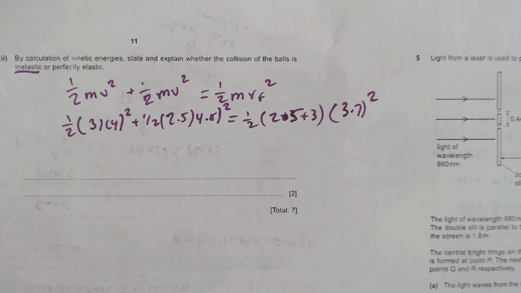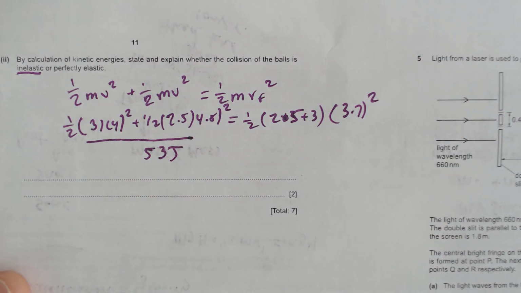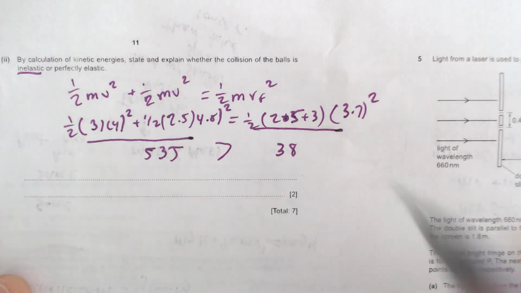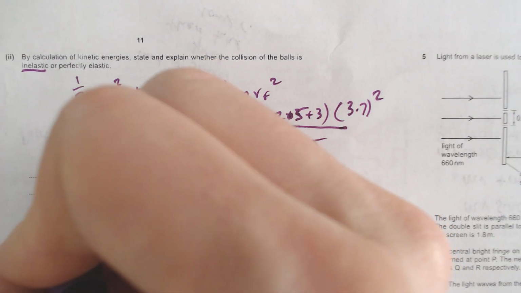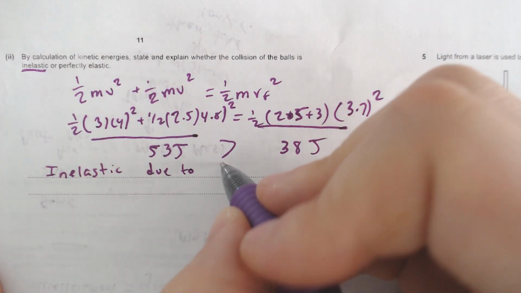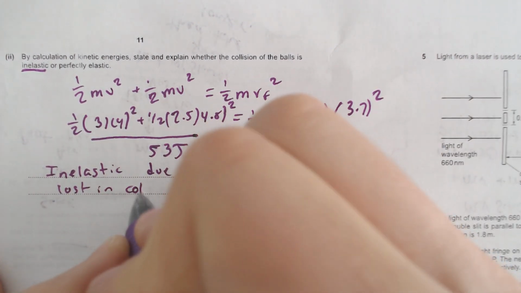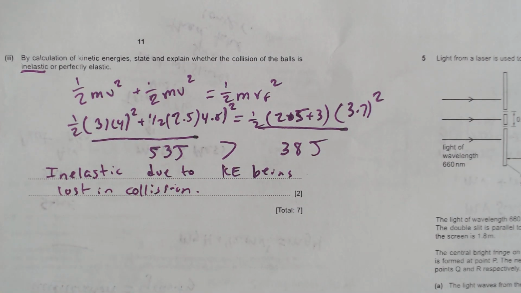If we do the math for that, you would end up with, let's see, it was 53 joules. And then afterwards, this part is 38. Well, we lost some kinetic energy, therefore it is not perfectly elastic, and it would be inelastic. Inelastic due to kinetic energy being lost in collision. Or you could say kinetic energy is less than the 53 to begin with.